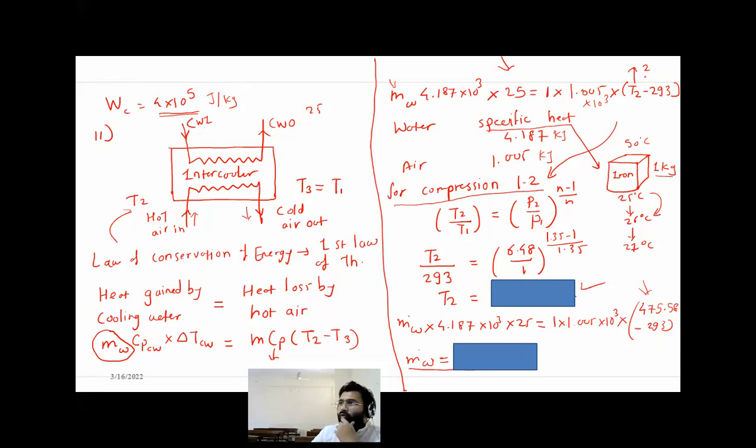How to calculate this on the calculator? Anybody facing any problem?